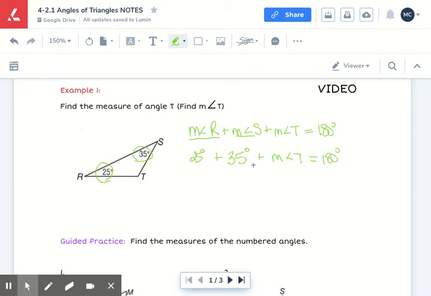Now I'll do some combining like terms. So that's using the substitution property. 25 plus 35 is 60. So this would be 60 degrees. And then just copy the rest of the equation. That's supposed to be a plus sign. Came out kind of messy. All right, and then finally to solve for the measure of angle T, I would use the subtraction property of equality. So I'm going to subtract 60 degrees from both sides of the equation. So 180 minus 60 would be 120. So the measure of angle T here would be 120 degrees.